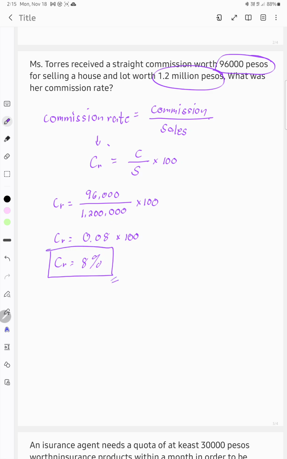So, for the sale of the house and lot, Miss Torres got 8%. That is kind of big for a commission. You have 96,000, or almost 100,000 when you estimate.